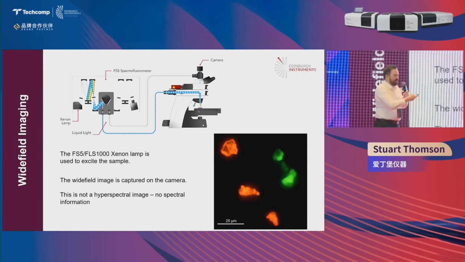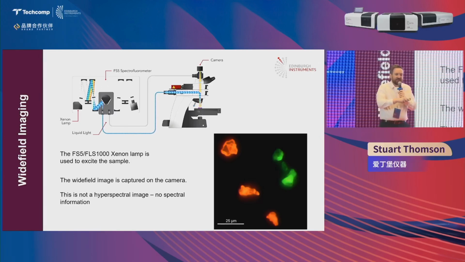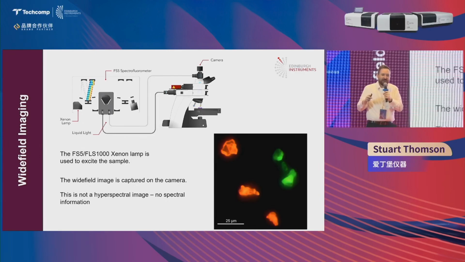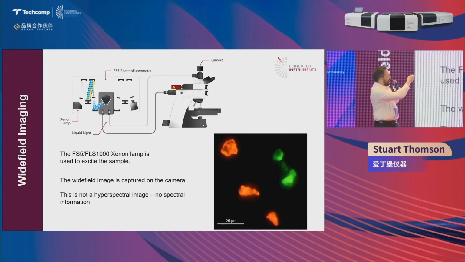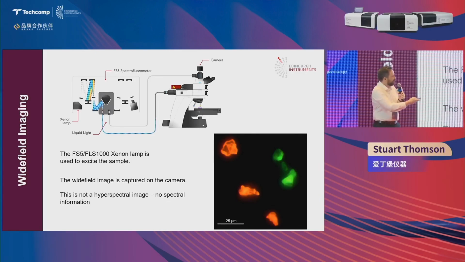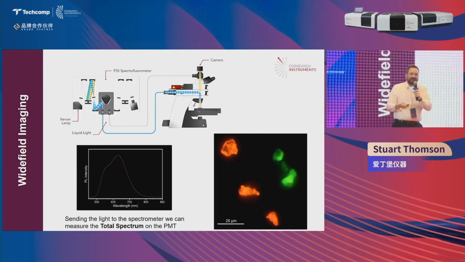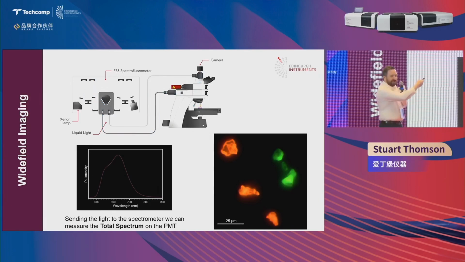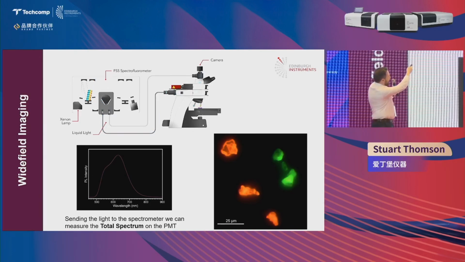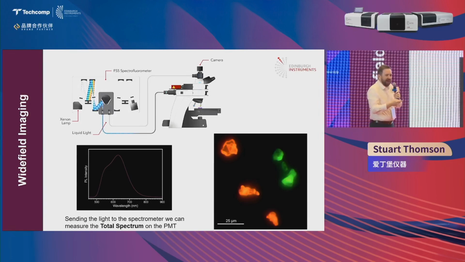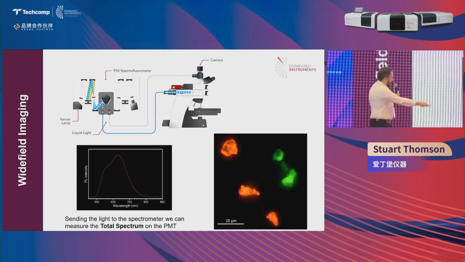And the key point for this type of imaging is this is not hyperspectral. This is just classic fluorescence imaging using the CMOS camera of the microscope. Instead of sending the light to the camera, we can instead send it back to the FS5 and detect using the PMT detector. And if you did that, you would get the total spectrum of the orange and the green detected using the PMT.